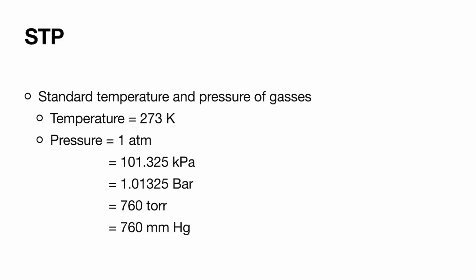There are 5 main different ways to write pressure. So there's atm, kPa, bar, torr, and mmHg. The most common is going to be atm followed up by torr. You don't really see the other ones a lot, but I just wanted to include it because it's always good to know in case you encounter them in a problem, which you never know when you will.